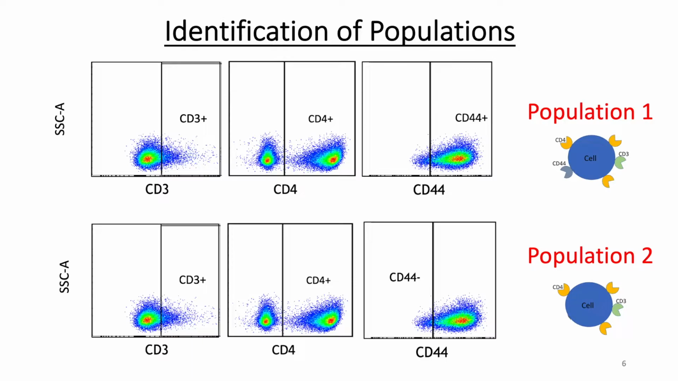Now, when we're analyzing cells, you don't just look at a singular marker. You define cell populations by a combination of positive and negative markers. In this case, population 1 is a CD3 positive, CD4 positive, CD44 positive cell, which would be different from a CD3 positive, CD4 positive, CD44 negative cell. In this case, the difference of just that one marker can give us information on the activation levels of these cells.